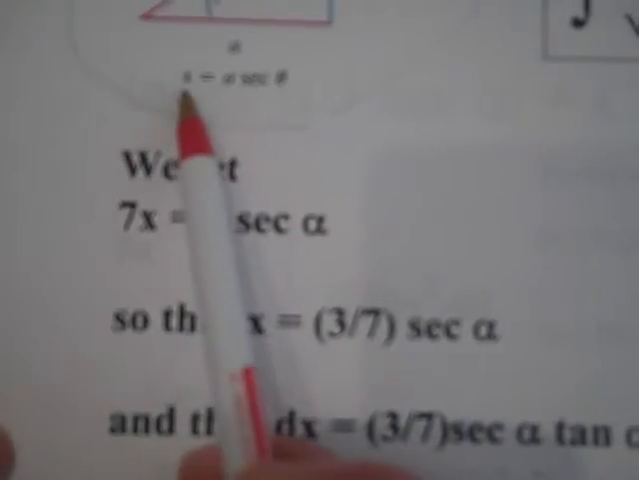So I'm going to set 7x equal to 3 times the secant of alpha. Just like we said here, x is equal to a secant of theta. I'm using alpha, remember, as I said before. So this is the main substitution, and our triangle later on will be based on this substitution. The secant of alpha is 7x over 3. Now what's x? x is 3/7 secant of alpha. And then what does that make dx? That makes dx equal to 3/7, and the derivative of the secant is the secant times the tangent, and then d alpha.